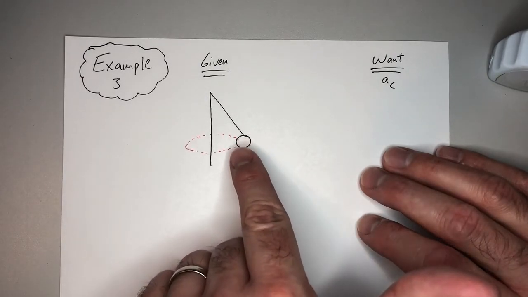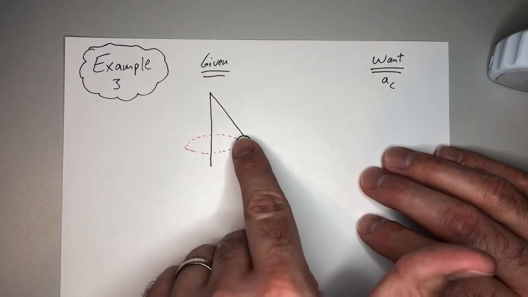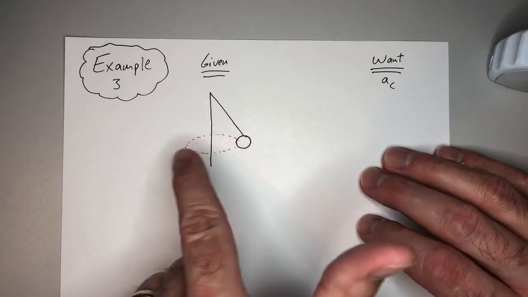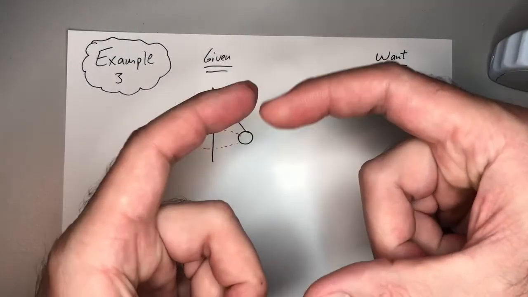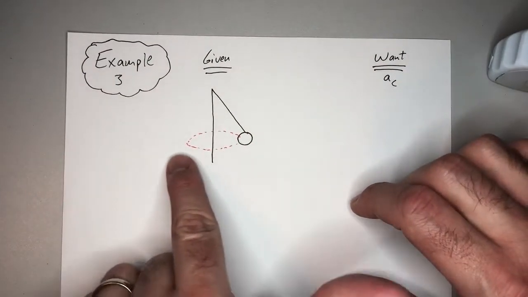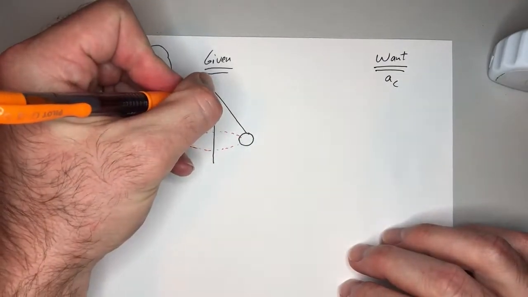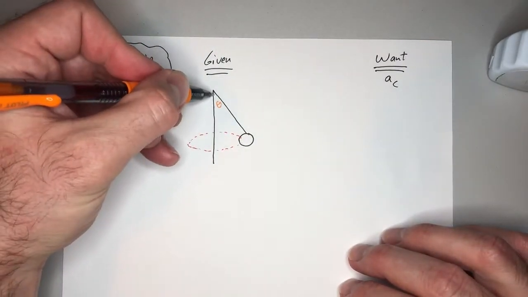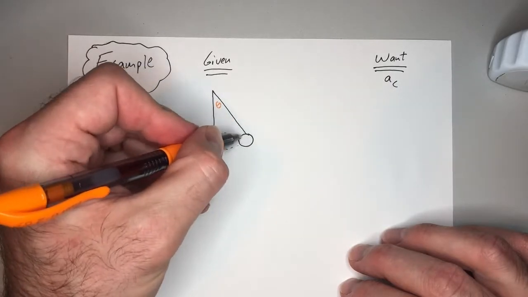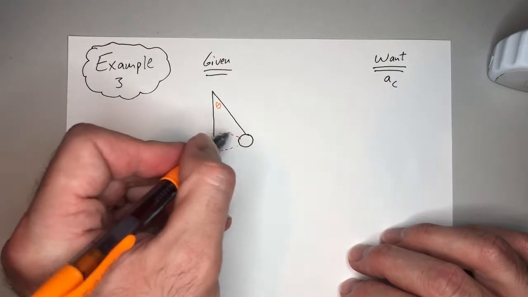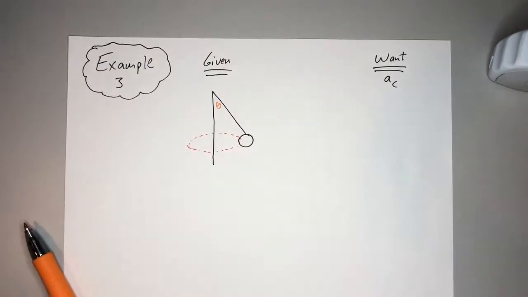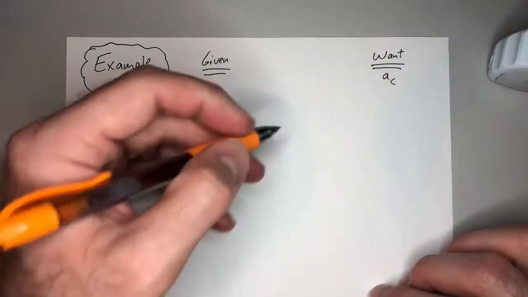I dashed out the path of the mass at the end of the string here, so it goes through here, and it looks kind of like an ellipse. It's just a circle that we're giving some perspective. Let's call this angle theta, as you whirl it in a circle. This is your vertical right here. This is the string attached to a mass, and you're whirling it in a horizontal circle there.